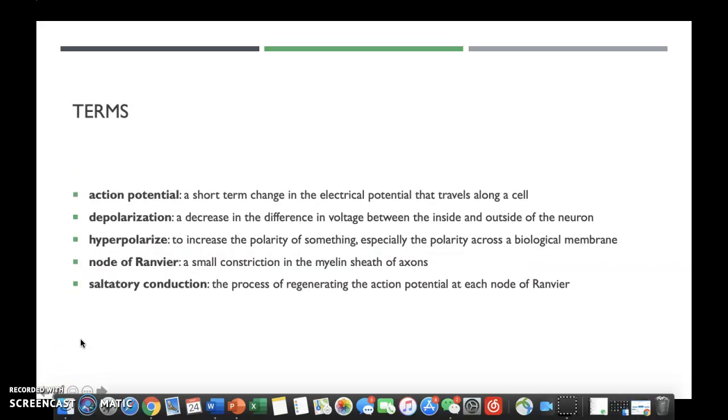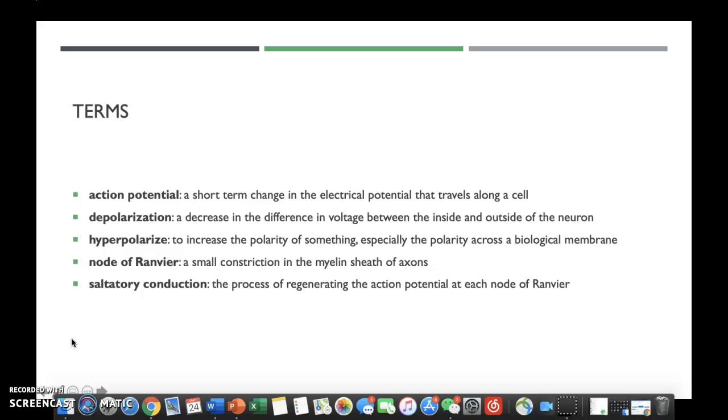Here are some terms about action potential. Action potential is a short-term change in the electrical potential that travels along a cell. Depolarization is a decrease in the difference in voltage between the inside and outside of the neuron. Hyperpolarization is to increase the polarity of something, especially the polarity across a biological membrane.